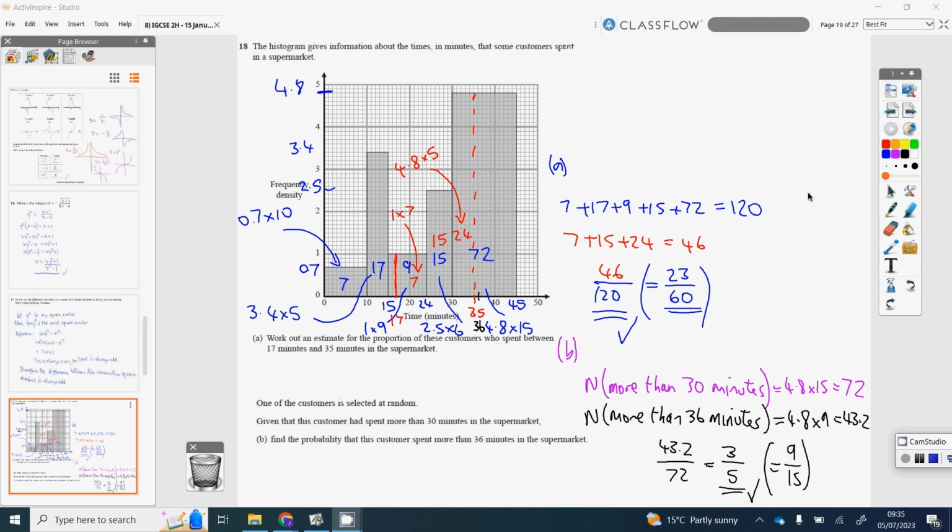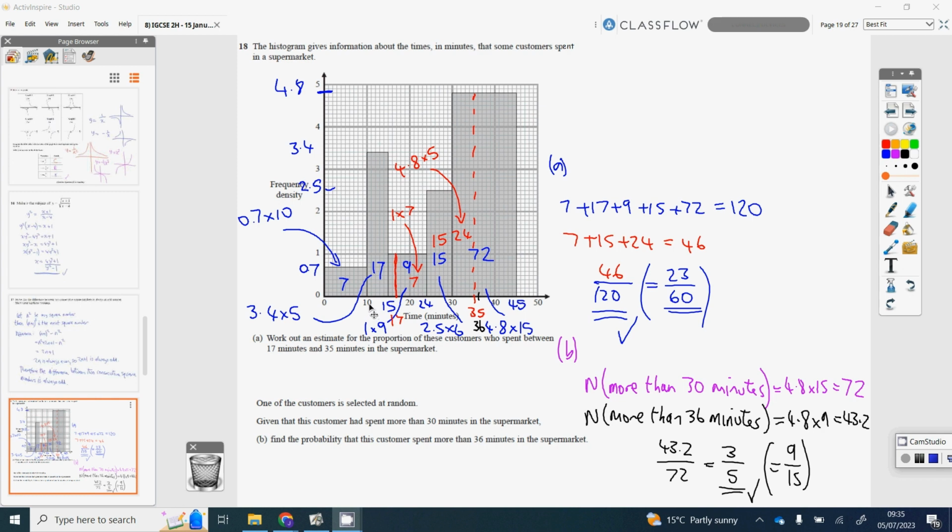Question 18 is on histograms. Now remember, the key thing with histograms is the area of each bar. So base times height is the frequency, so in this case, the number of customers. For example, the number of customers who spent between 0 and 10 minutes, we do base of 10 times height of 0.7 to give us 7 customers.